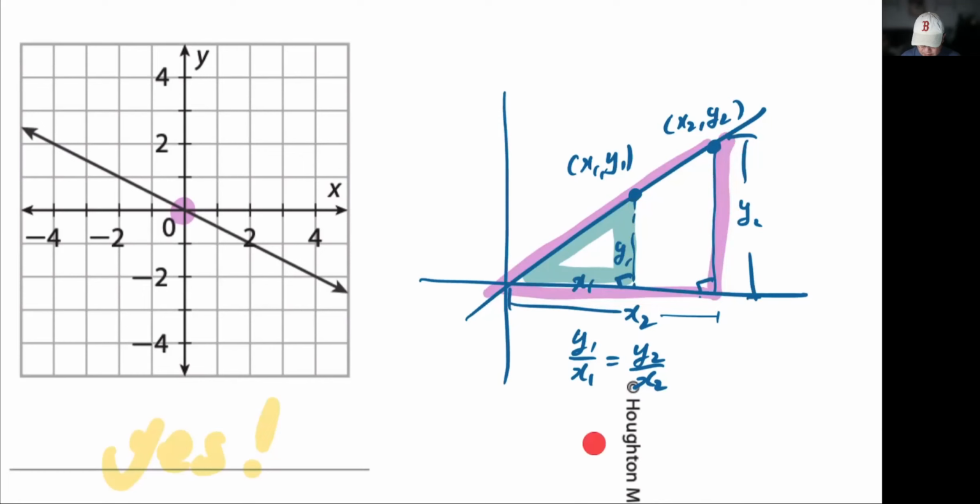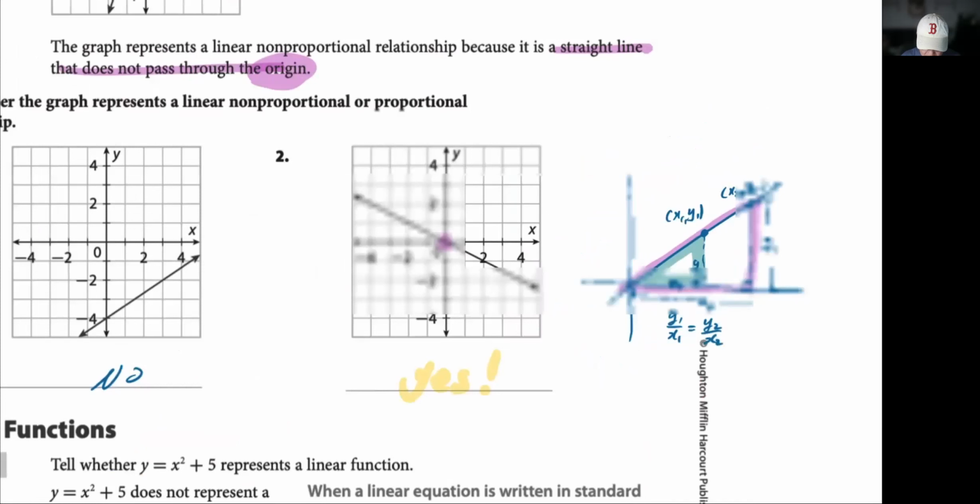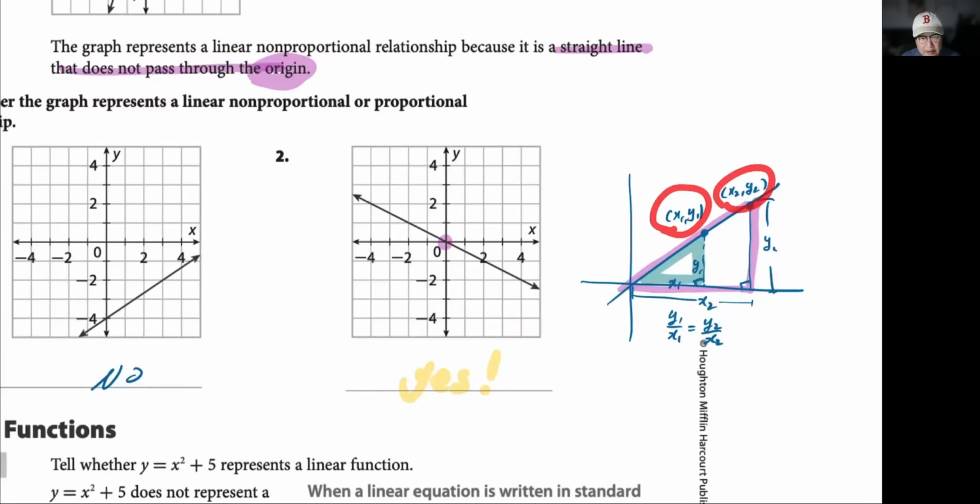Yeah, that's it. If you try to do the same thing and it doesn't go through the origin, the values of the coordinates cannot be used to set the proportions. Okay, so that's the main difference.